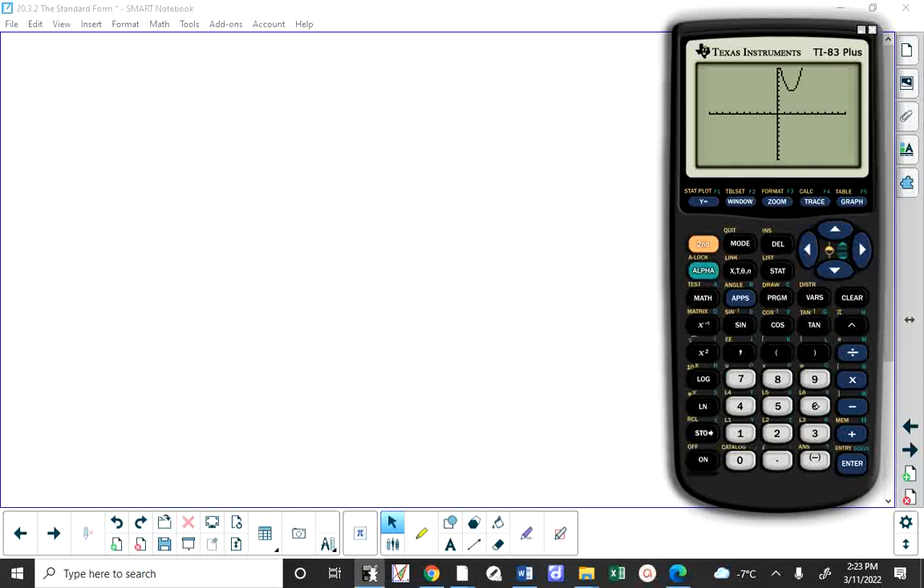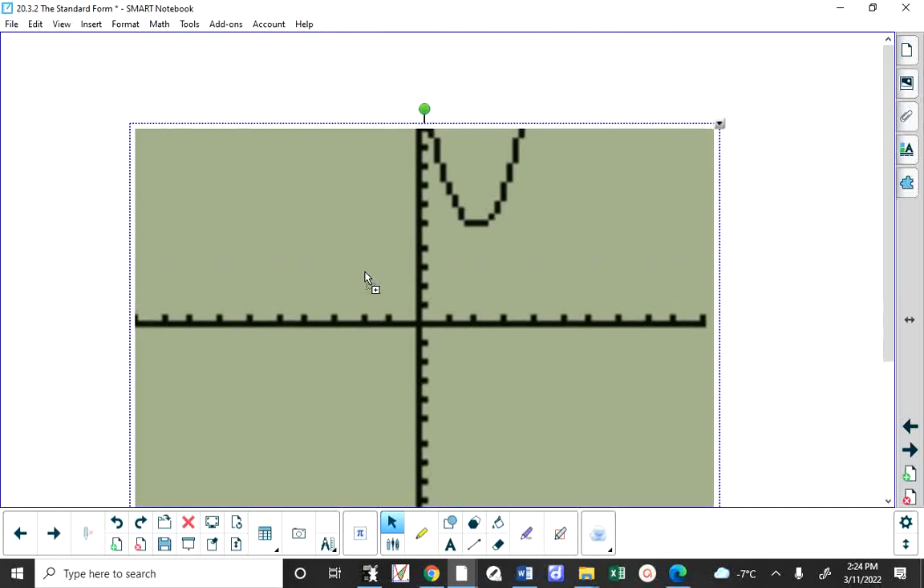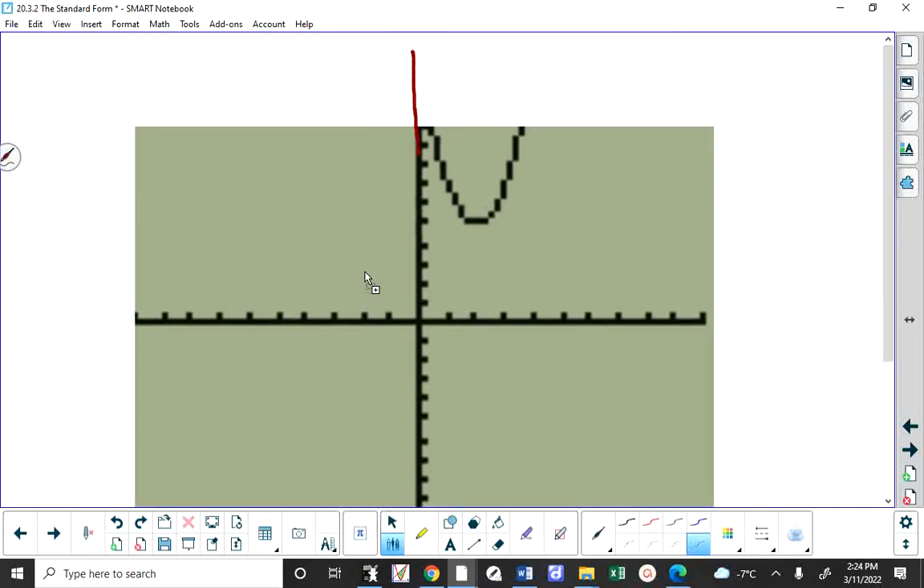Now, it's not always going to be a great move, but in this case, we see some important features of the quadratic function. Now, take a look up here. I know that the y-intercept is up here at 13. So I have to change my window settings so I can see up to at least that far.